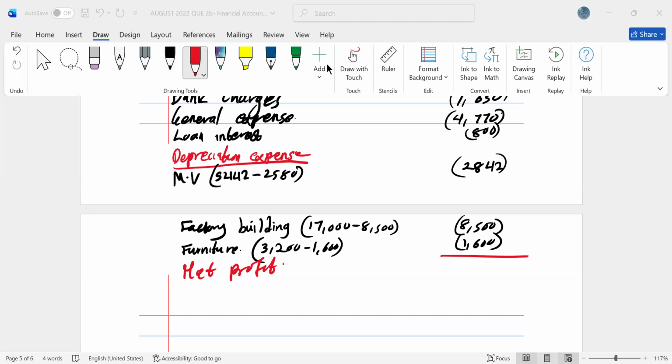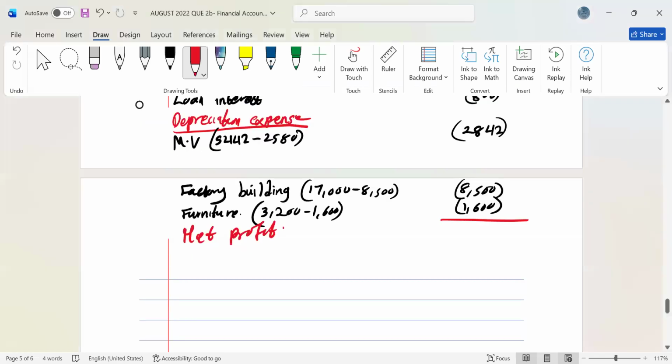73,338. That is our profit. So in our next session, we look at the statement of financial position. We can stop there. See you again next time.